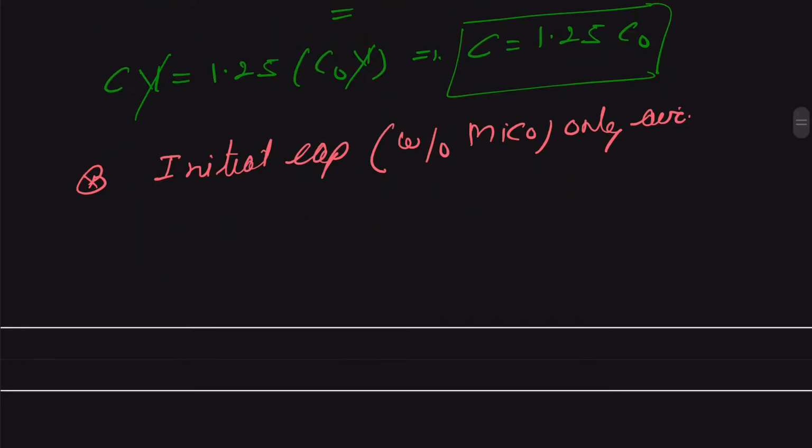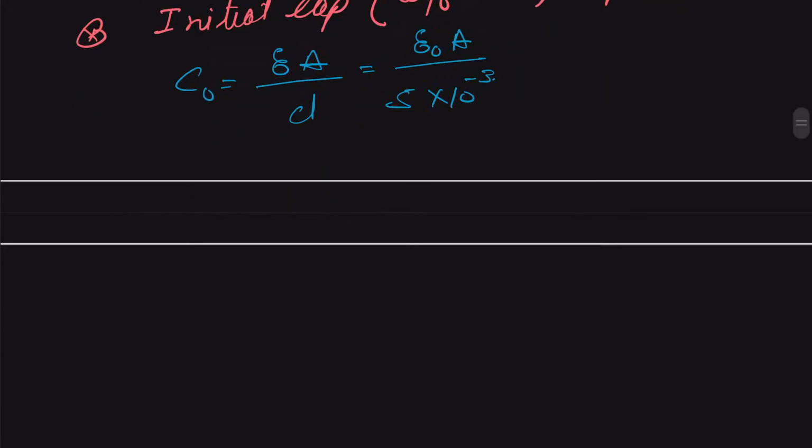And we can write that our C naught will be equal to epsilon naught A upon D, and we can write this as epsilon naught A, and D we know is 5 into 10 to the power minus 3. And now we come to when the dielectric is introduced, that is, the mica sheet is introduced.